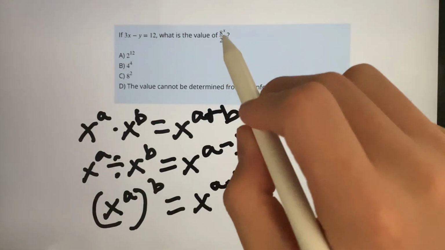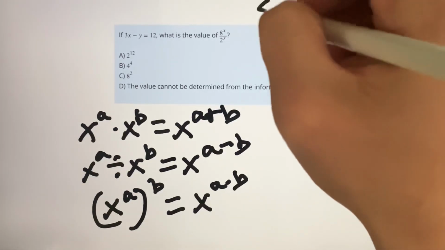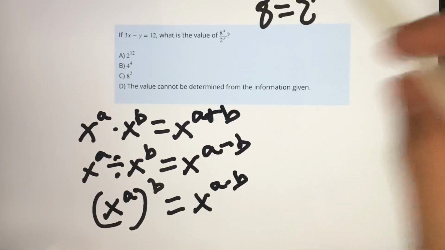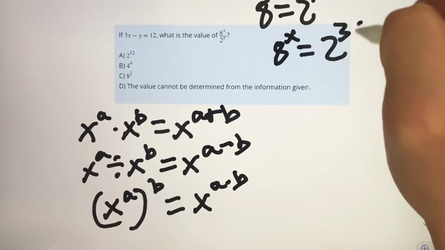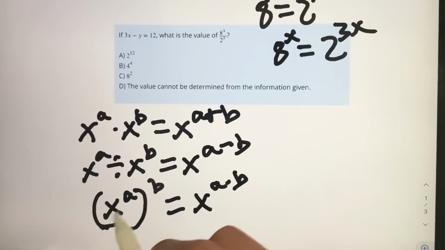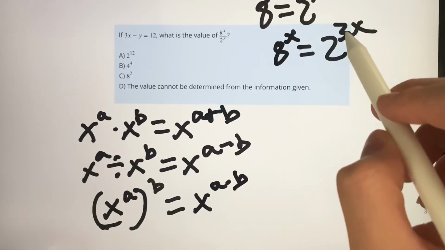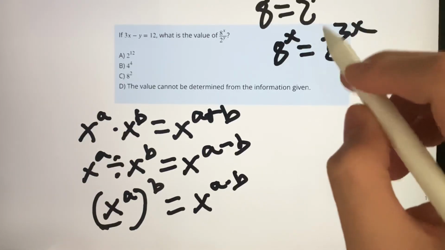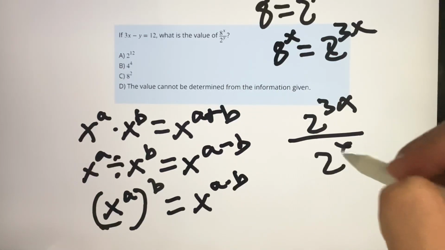So basically, we have 8^x over 2^y. 8 and 2 sort of have a relationship when it comes to exponents. What relationship is it? It's that 8 is equal to 2 to the 3rd power. And we can use that to our advantage because 8^x will be equal to 2^(3x), right? Because we're using this property, x^a to the b is equal to x^(a times b). 8^x is 2^3 to the x. Okay, now this becomes 2^(3x) over 2^y, right?